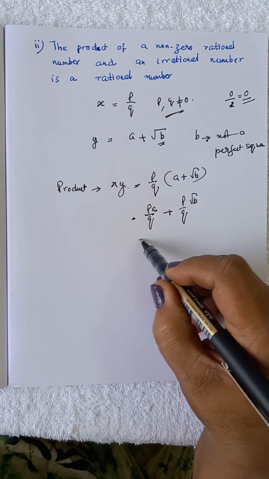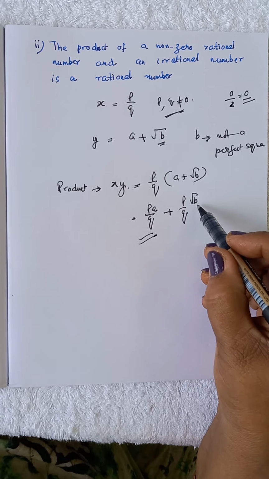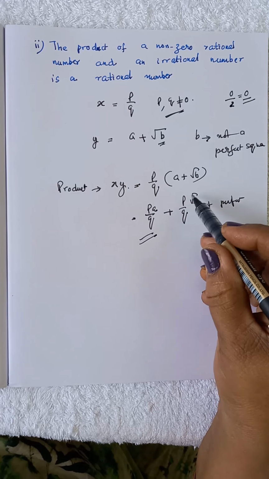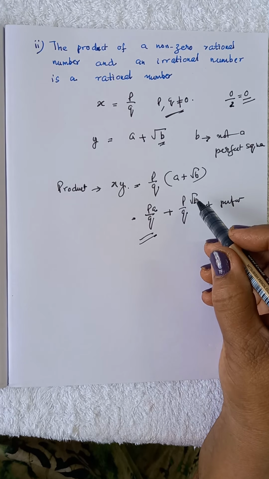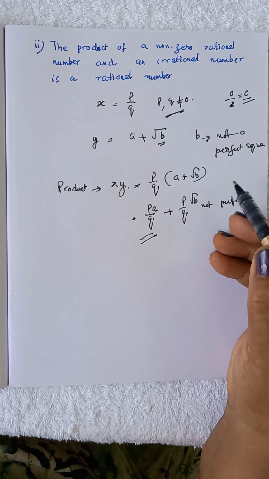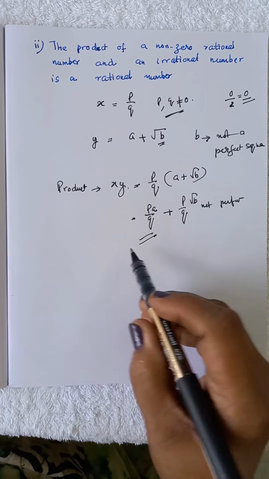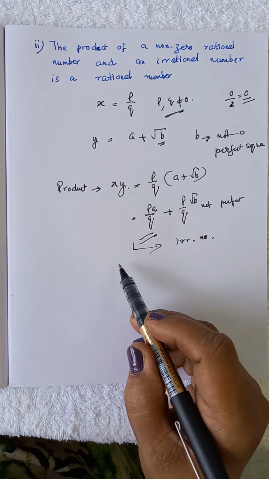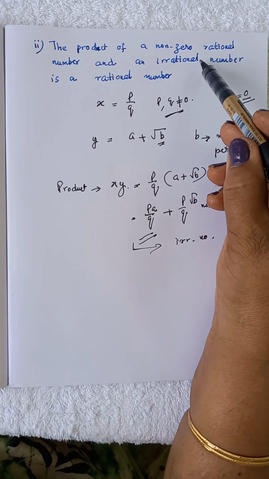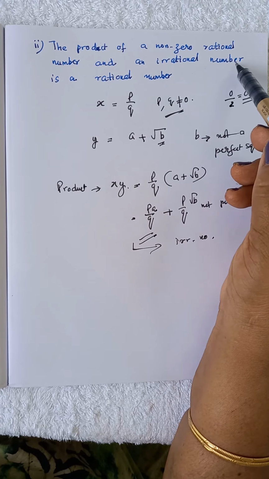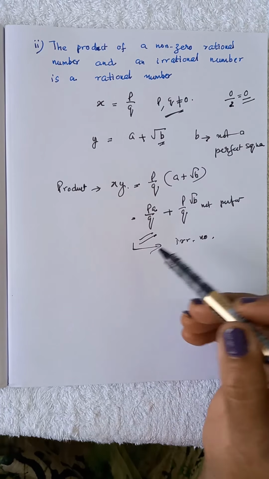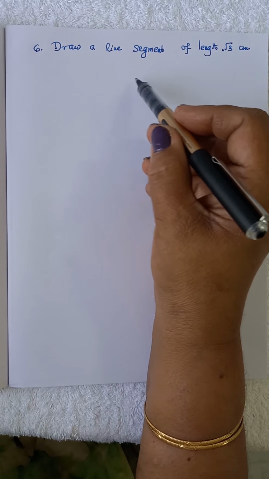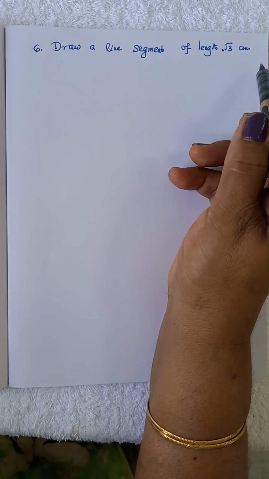Here this is a rational number, but as this b is not a perfect square, this root b is an irrational number. So p by q into an irrational number is also an irrational number, and a rational number plus that irrational number also will be irrational. So xy is clearly an irrational number. So our statement, what is given? It is given that the product of a non-zero rational number and an irrational number is a rational number. That statement is wrong because it is an irrational number. So this is false.